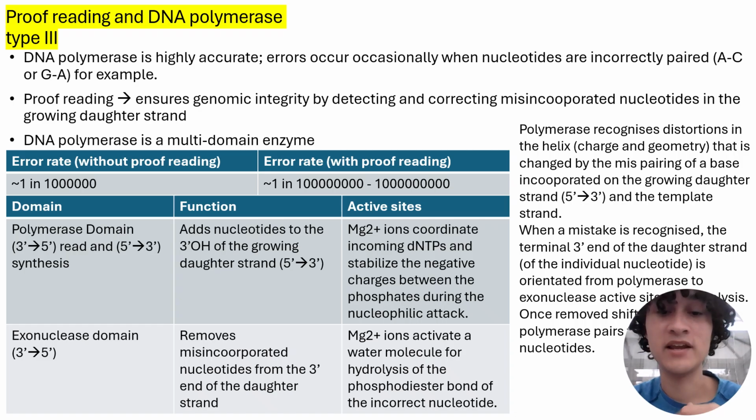So it uses the magnesium in its active site to essentially further polarize a water molecule, and then that water molecule is used to break the phosphodiester bond of the incorrect nucleotide, okay, and then it will replace it with the correct nucleotide. It will proofread once again and then move across, and you can see the error rate in the table without proofreading and the error rate with proofreading. There's a significant difference, so it emphasizes the importance of proofreading via DNA polymerase.